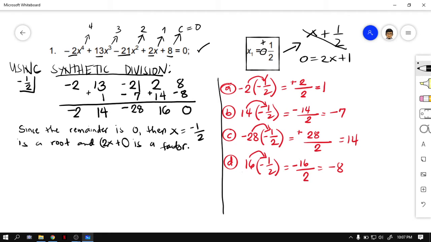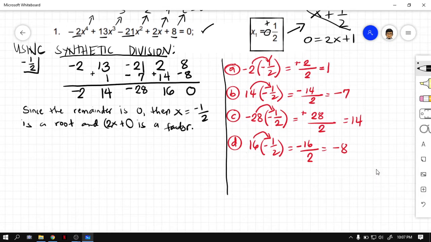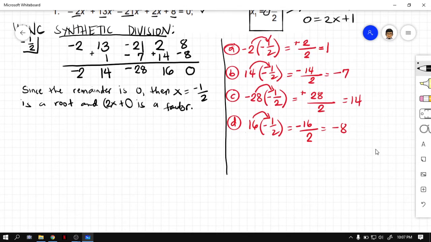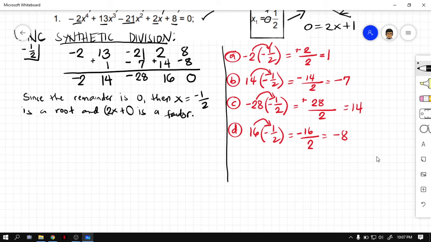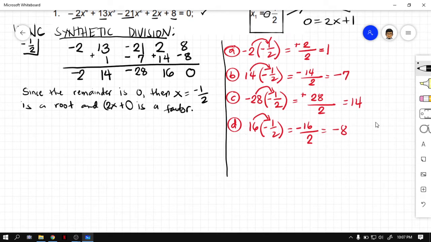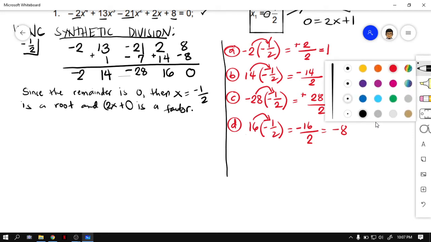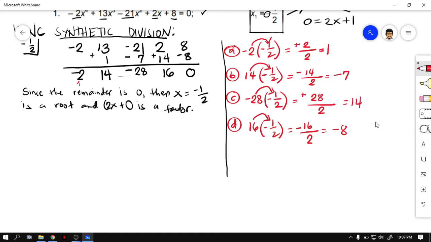Now, tapos na ba tayo? Hindi pa. Kasi pinatunayan lang natin na negative 1/2 ay talagang root ng given polynomial equation negative 2x raised to 4 plus 13x cubed minus 21x squared plus 2x plus 8 is equal to 0. Bakit mo pa sinolve, ma'am? Kasi gagamitin natin ito. Anong tawag natin dito? Ang tawag natin dito ay first depressed equation. Kasi kakailanganin natin yan para makuha natin yung ibang roots pa.